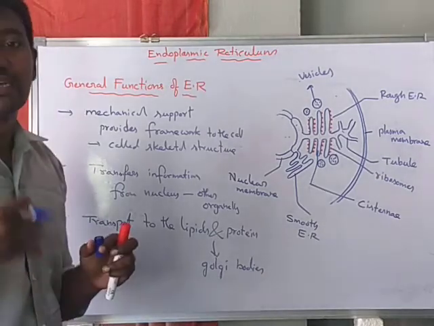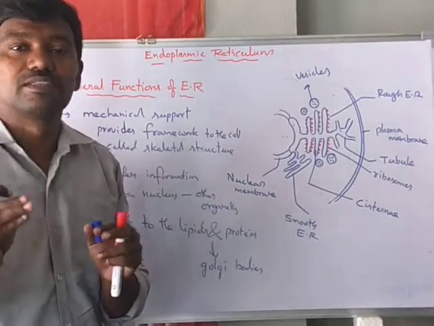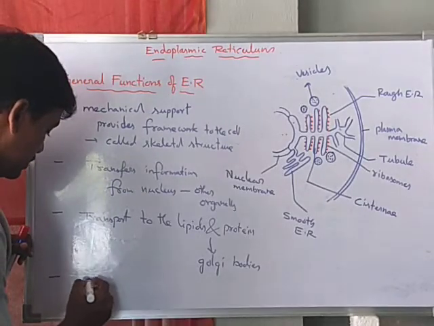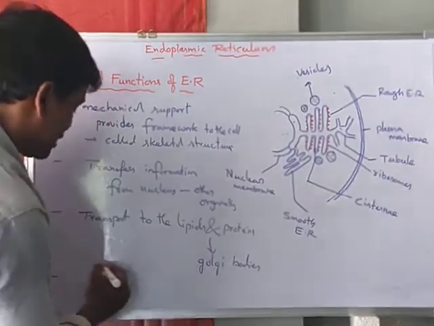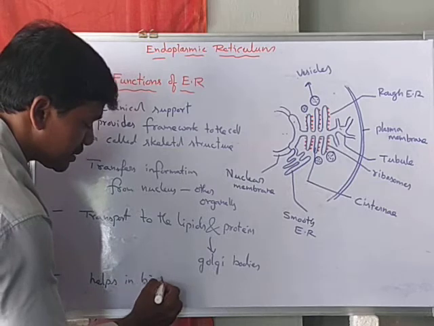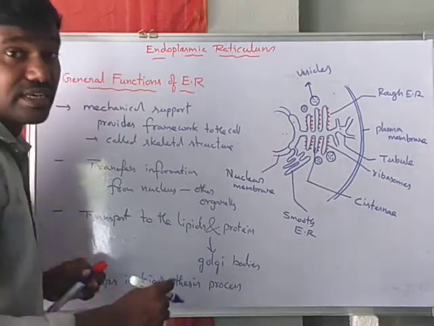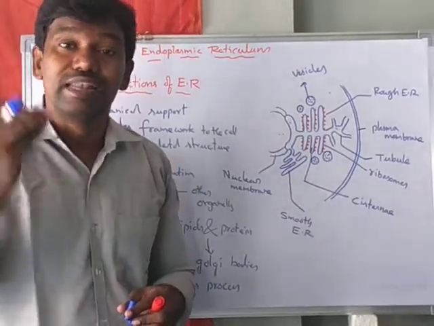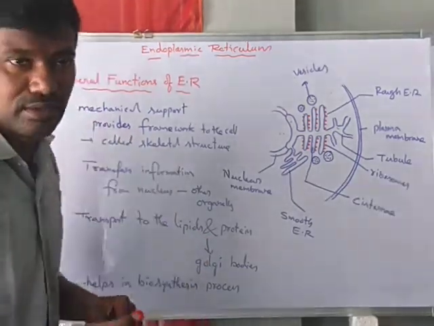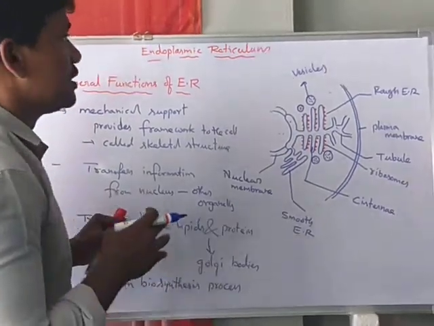And the next one: the endoplasmic reticulum contains more than 30 enzymes, so they help in the biosynthesis process. That means they synthesize glycolipids, phospholipids, glycerols, cholesterols, like these. That's why the enzymes help in biosynthesis.